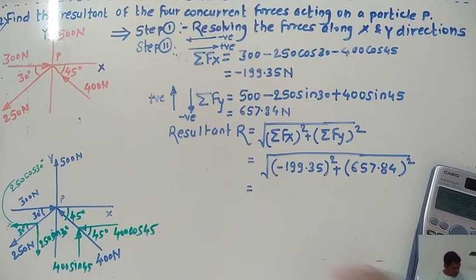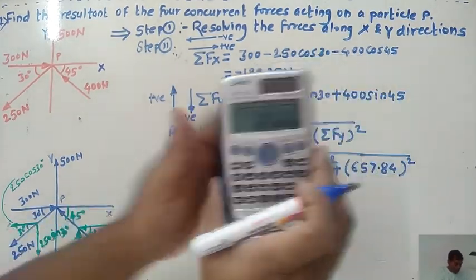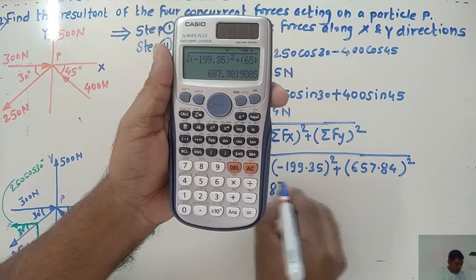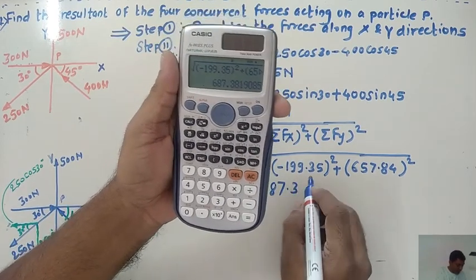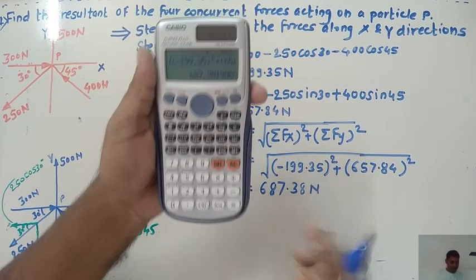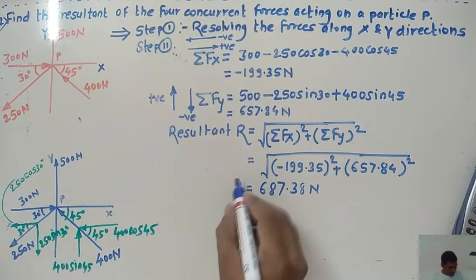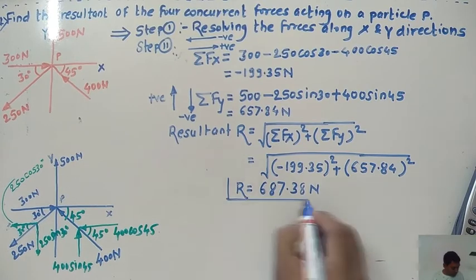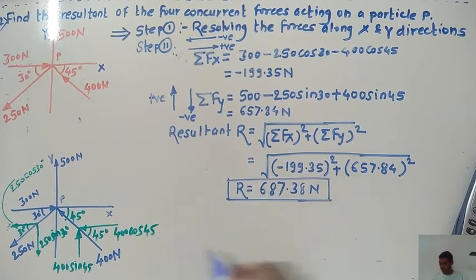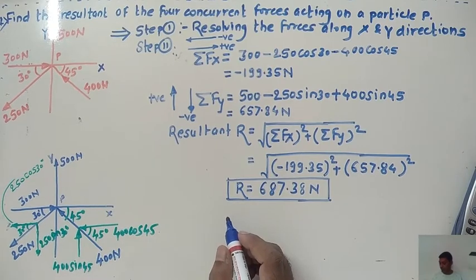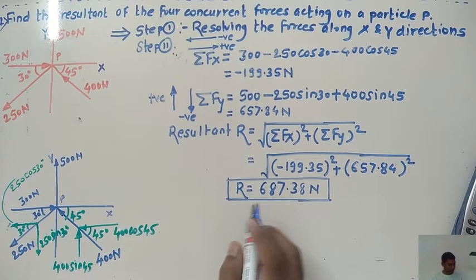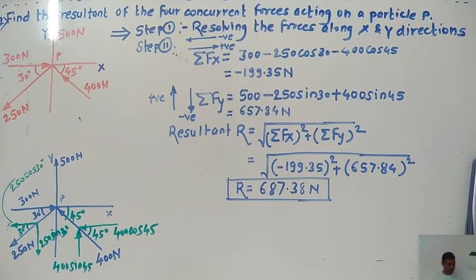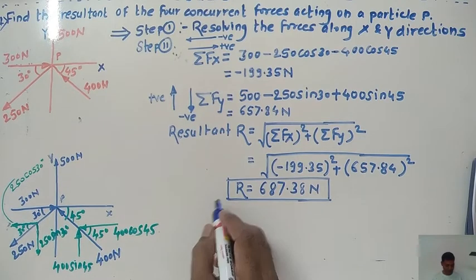So after calculation we get the value for this one, just here, 687.38 Newton. Once we get the value for this R, it is very important to get the information regarding the location of this R. For that, it just depends upon the sign of summation of Fx and Fy, which will decide the quadrant for the same. Before that, it is very important to calculate the inclination made by this R with the x-axis.